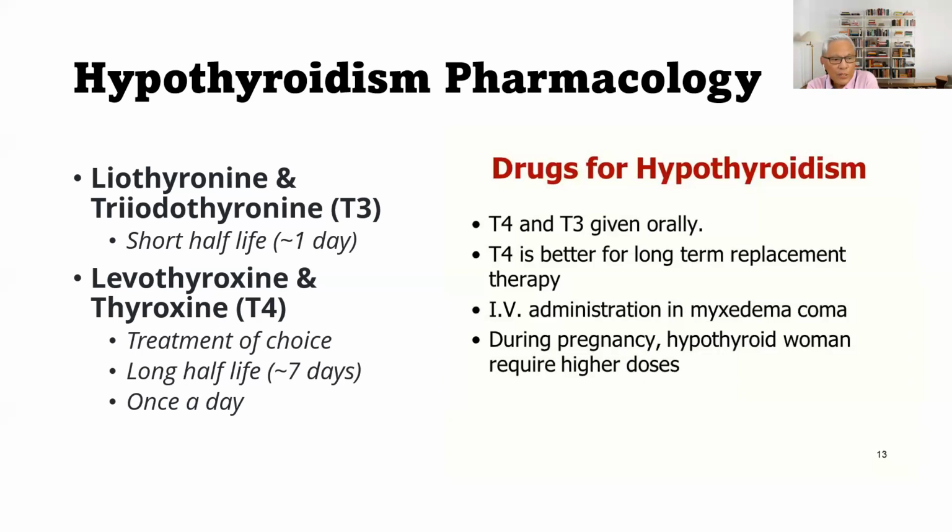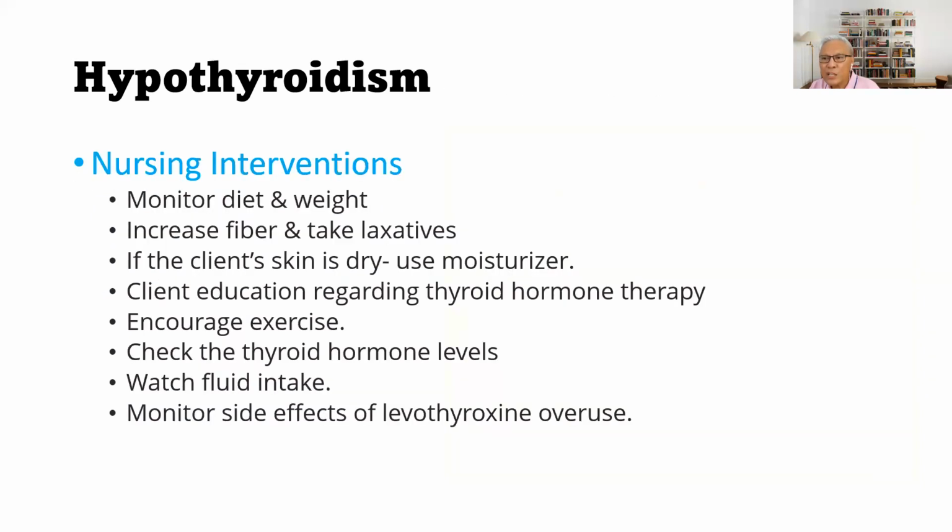So T4 and T3 are given orally. As I said, T4 is better for long-term replacement. IV administration is only done during emergency, like in myxedema coma. And during pregnancy, a hypothyroid woman would require higher doses of the drug for obvious reasons. All right, so what are the nursing implications as far as hypothyroidism is concerned?